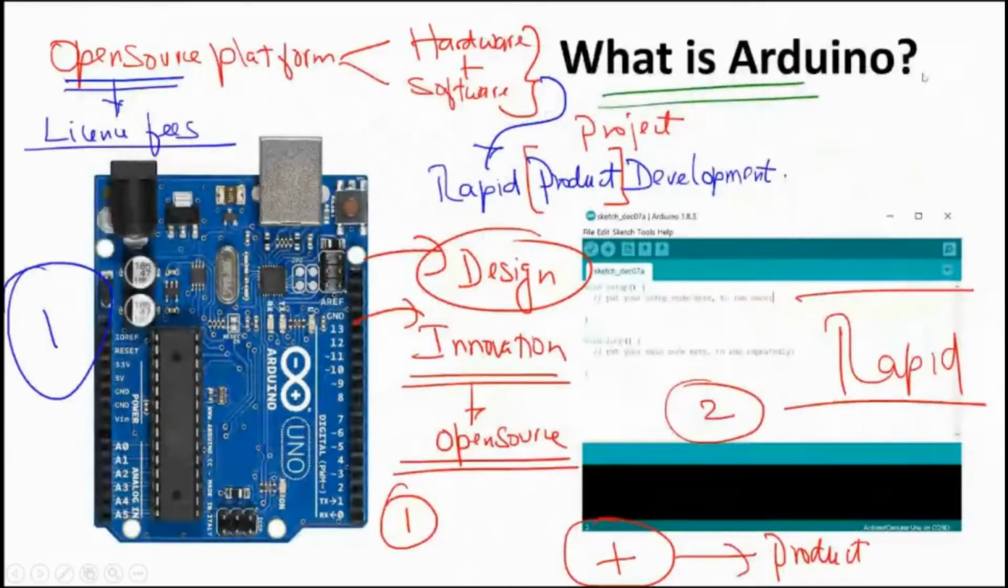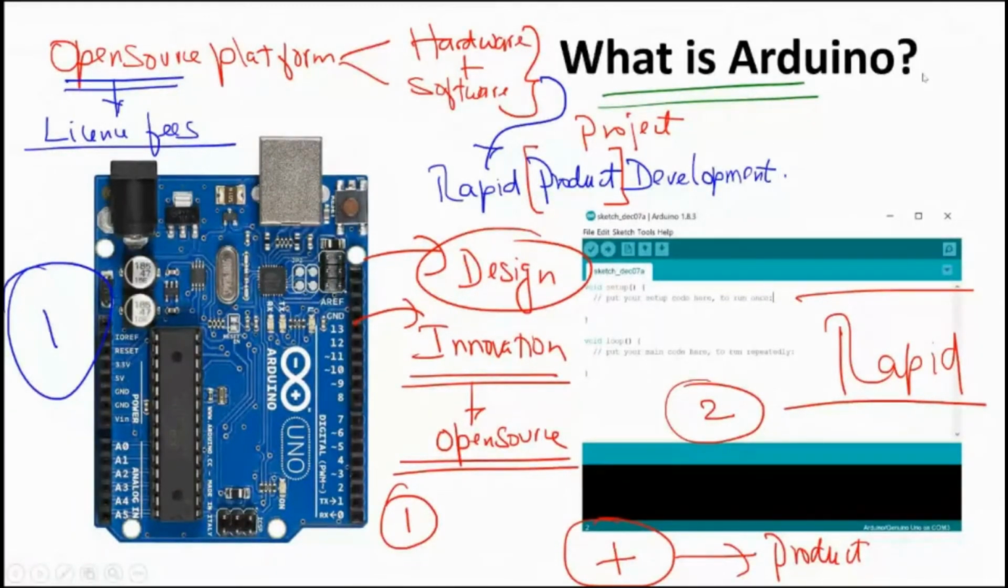We understood what is Arduino. Arduino is an open source platform. Open source means it is license free. I need not pay any license fee to anybody in order to use the design of the board. So it is an open source hardware and software platform used for designing rapid products or rapid projects if you are a hobbyist.